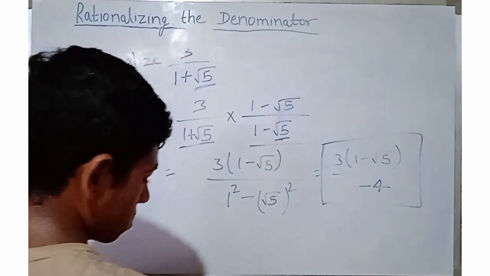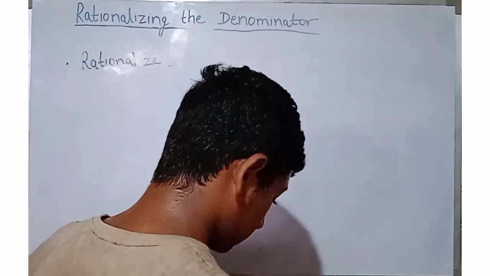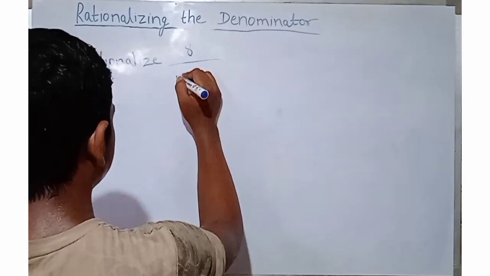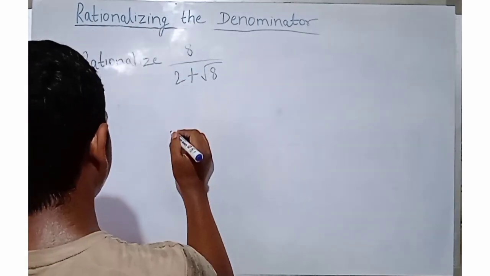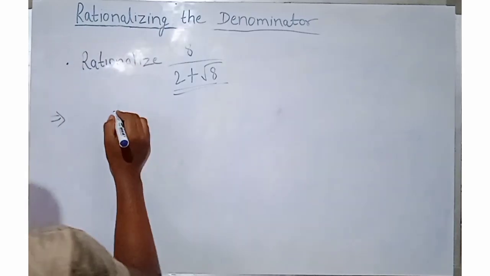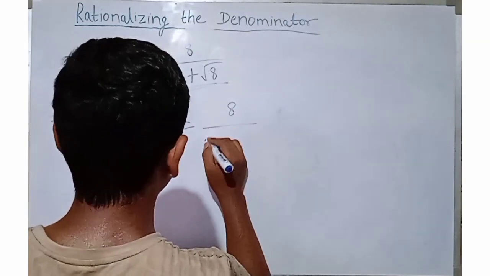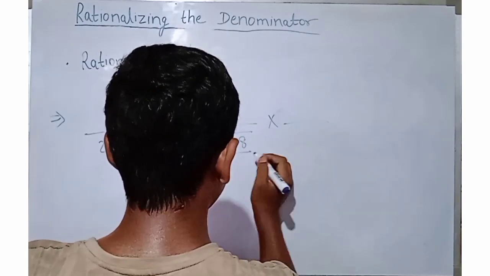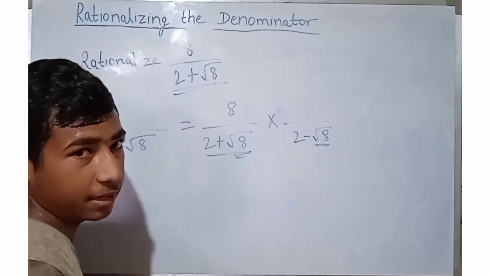Okay, so the next question is to rationalize 8 by 2 plus root 8. So see here, again using the same identity, 8 by 2 plus root 8 multiplied by 2 minus root 8, so it will be a plus b and a minus b, so that when we square this, we will get a rational number.